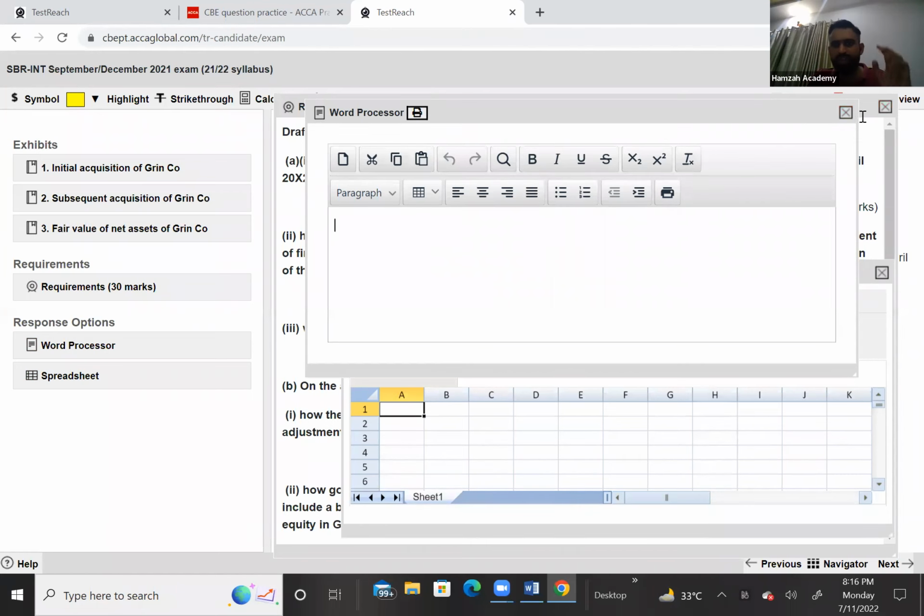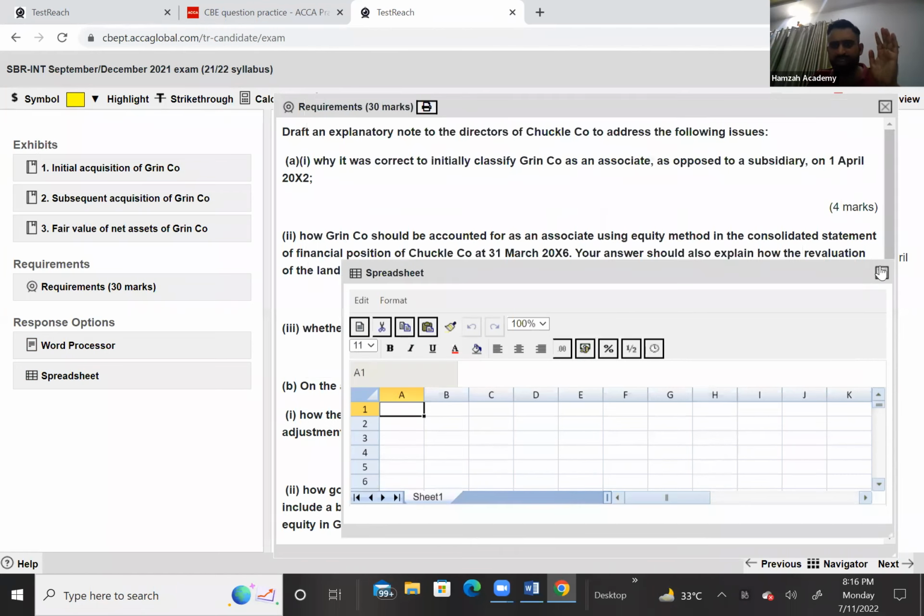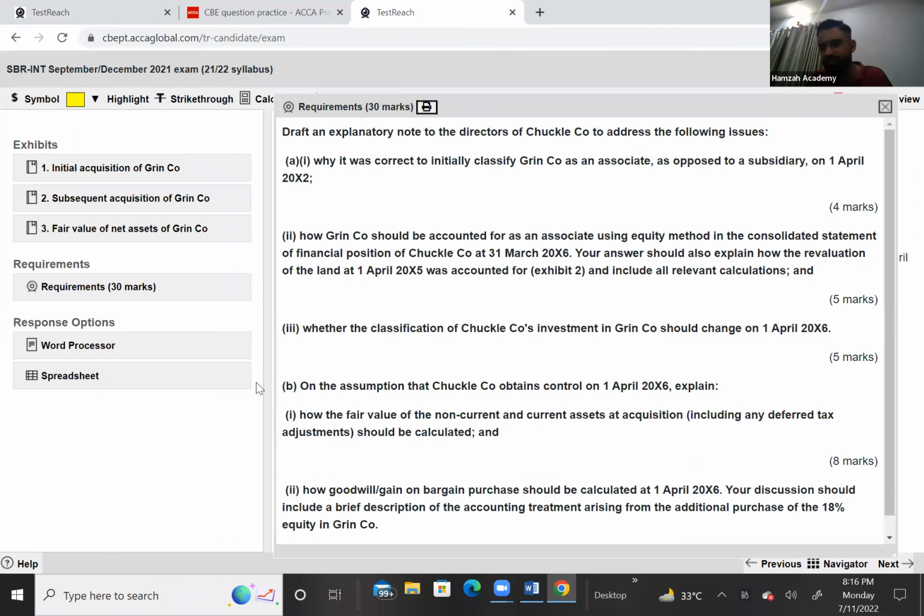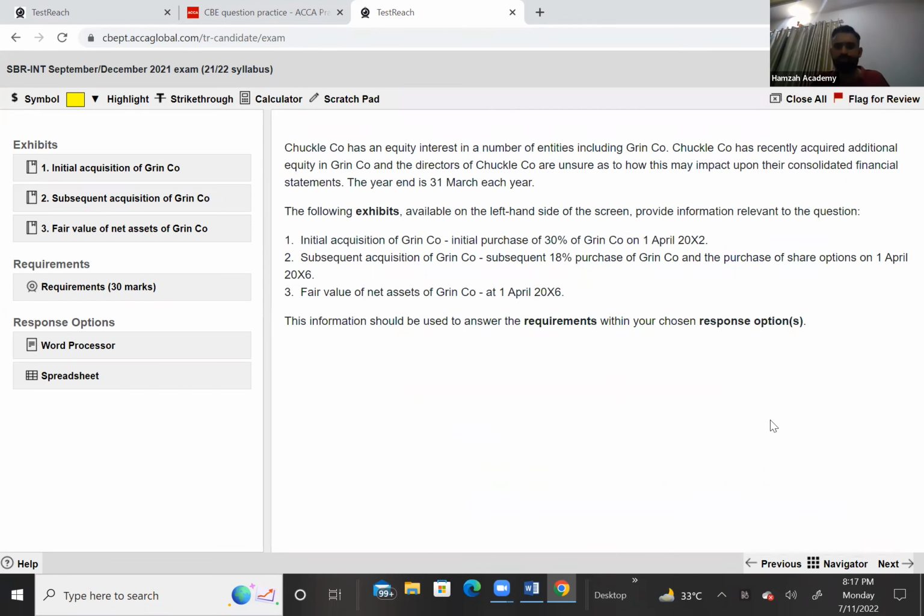So I am trying to say that it totally depends on the requirement of the question. Some requirements need only an explanation, and there you will use only the word processor. Some may require some explanation with some calculation, and for those you have to use the spreadsheet and the word processor both. So it totally depends on the requirement of the question. You get it?